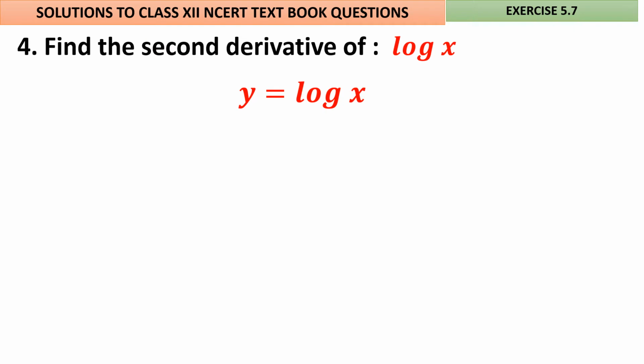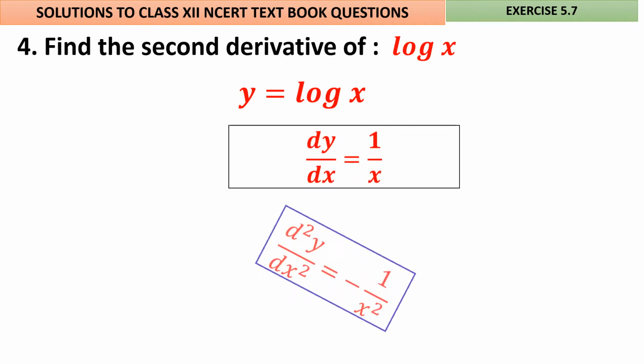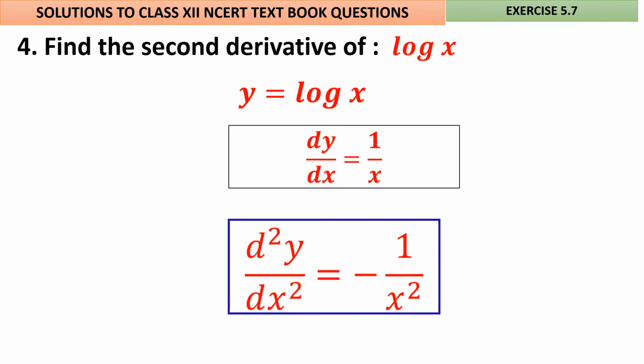Let us go for problem number 4. Find the second derivative of log x. First derivative 1 by x. Second derivative minus 1 by x square. Derivative of 1 by x is minus 1 upon x square.